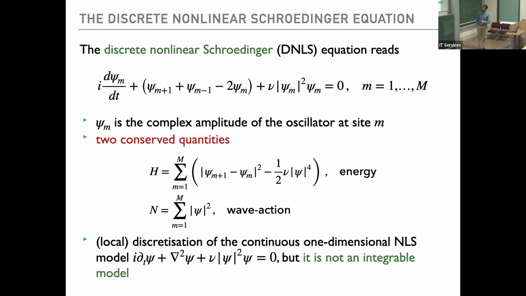This is the local discretization of the continuous one-dimensional nonlinear Schrödinger equation. You can think of writing the Laplacian operator, or in 1D the second derivative in x, in finite differences, and then you get this term divided by delta squared, where delta is the spacing between two neighboring sites. But differently from the nonlinear Schrödinger equation in one dimension, this model is not integrable. There is an integrable version of this model, called Ablowitz-Ladik, but I'm not going to talk about that.